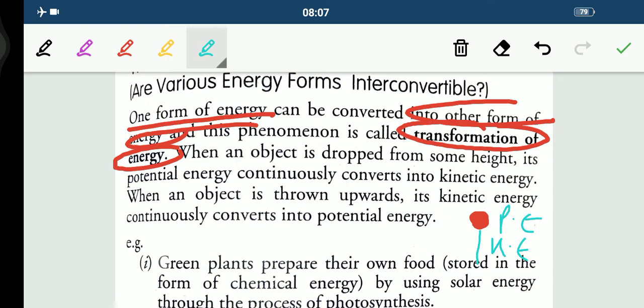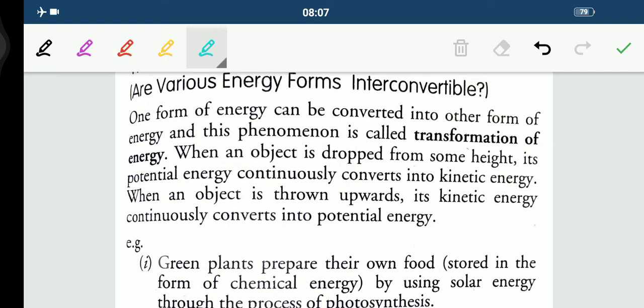And when an object is thrown in an upward direction, what happens, children? The kinetic energy continuously converts into potential energy. So this is what the concept is.